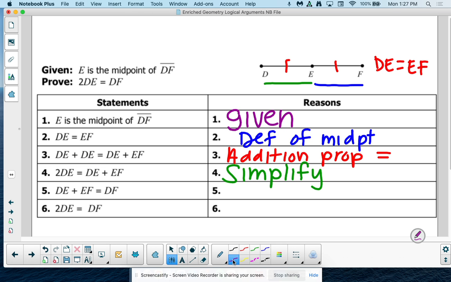Okay, now this is where it gets kind of tricky, folks. I actually have to use line 3, 4 to get to 5. Just feel me out for a second. I have DE plus EF here and DE plus EF here. So what do I know about these two things if they're both equal to the same thing? So they're equal. DE plus EF equals DE plus what?